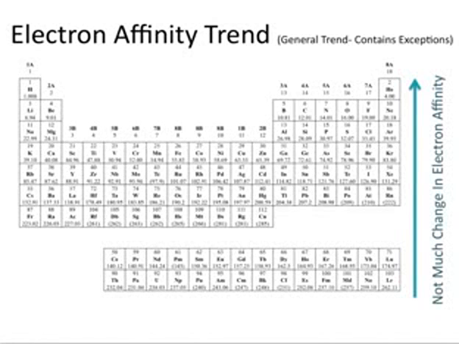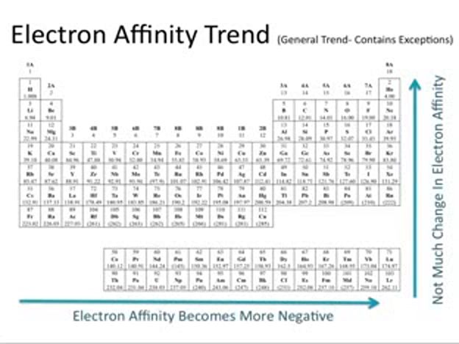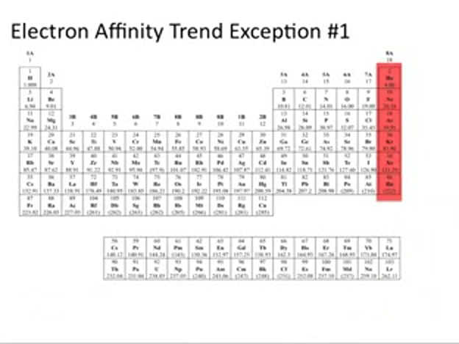The general trend is that as you go from the bottom to the top of the periodic table, you don't see much change in electron affinity. But as you go from left to right across the periodic table, you see the electron affinity values becoming more negative. Now let's look at some exceptions.